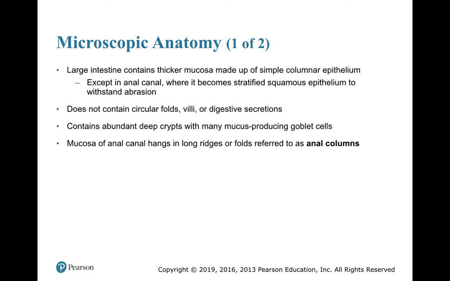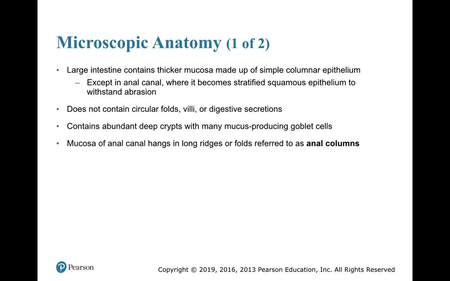Large intestines contain thicker mucosa that's made up of simple columnar epithelium, except in the anal canal, and there it becomes stratified epithelium because there's a lot more abrasion going on. It doesn't contain circular folds, villi, or digestive secretions. It does have abundant deep crypts with many mucus-producing goblet cells.